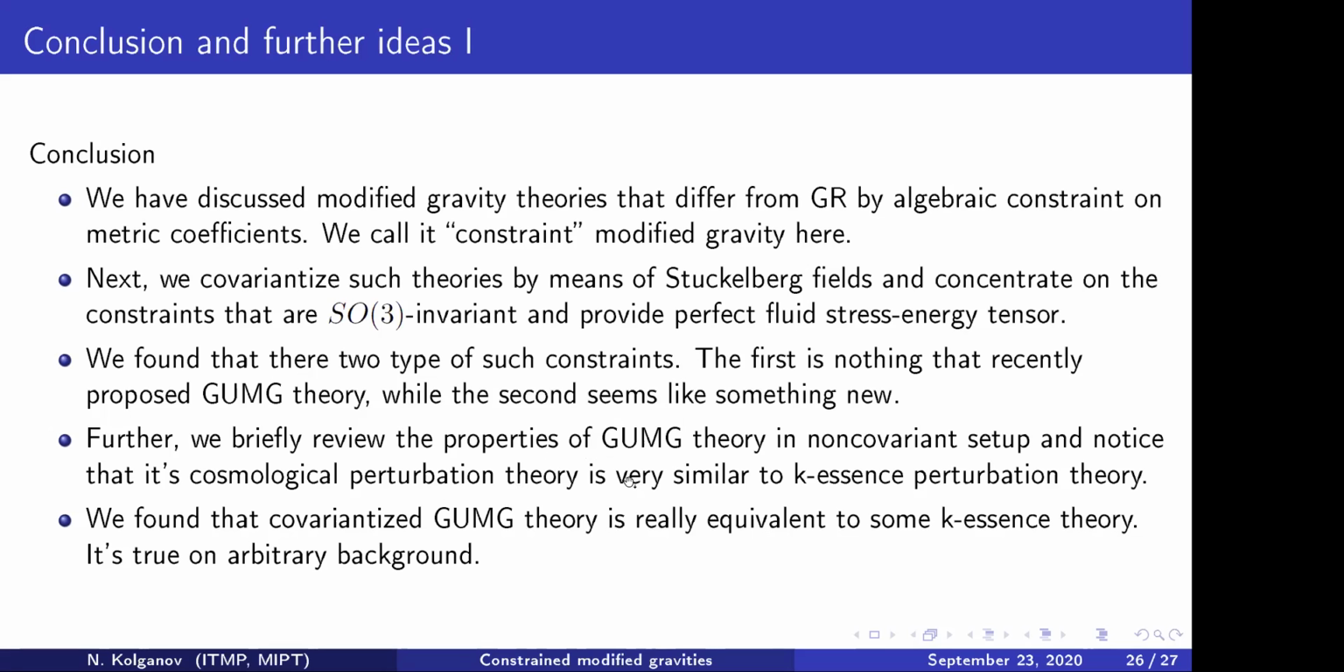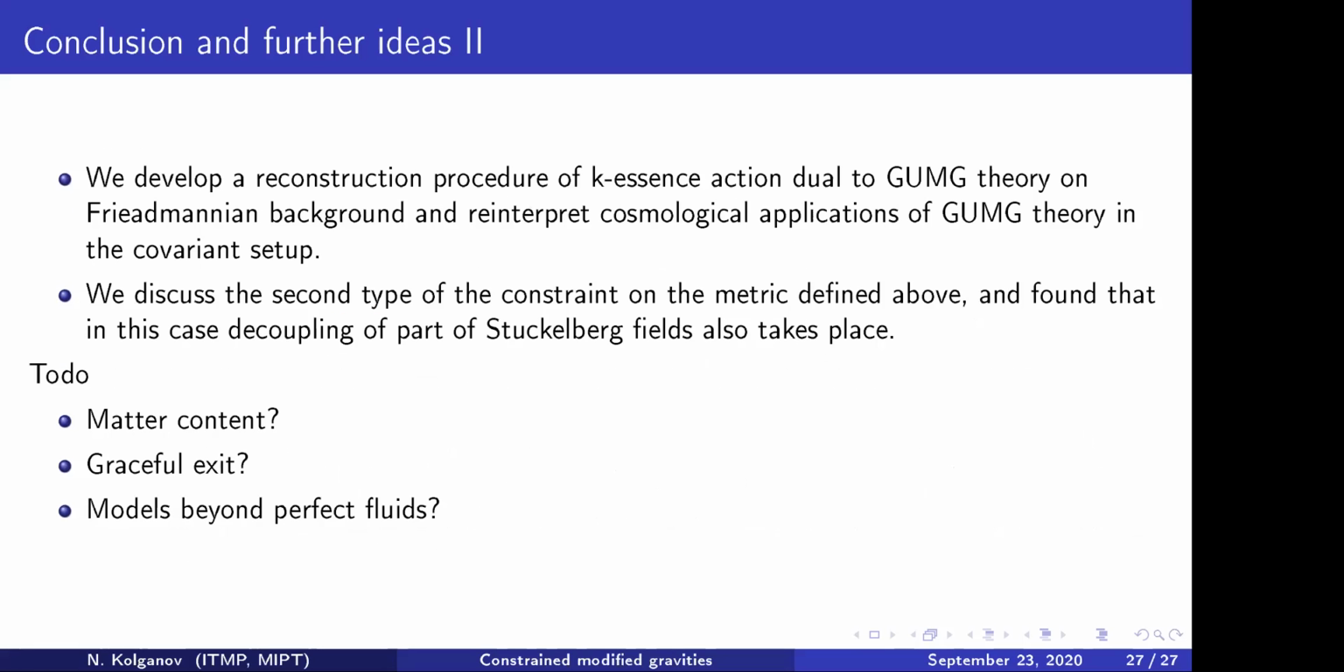Okay, and finally we briefly discussed the second type of constraint which leads to a rotationally invariant perfect fluid stress energy tensor, and found that it also corresponds to some known models, as generalized unimodular gravity is equivalent to some K-essence theory.